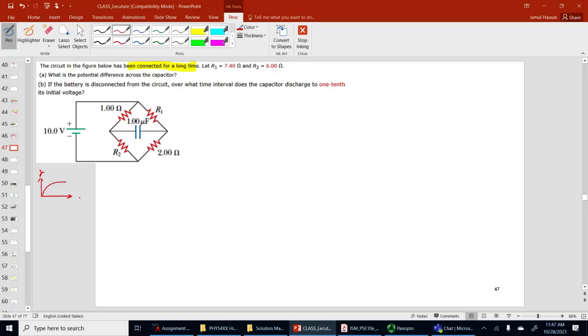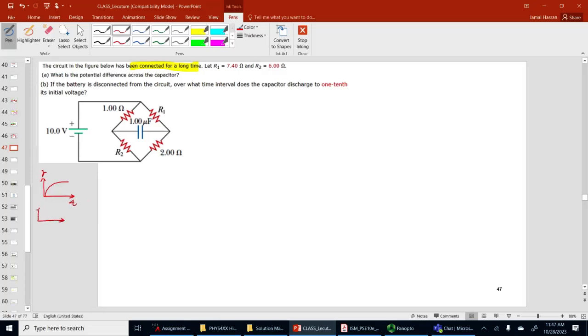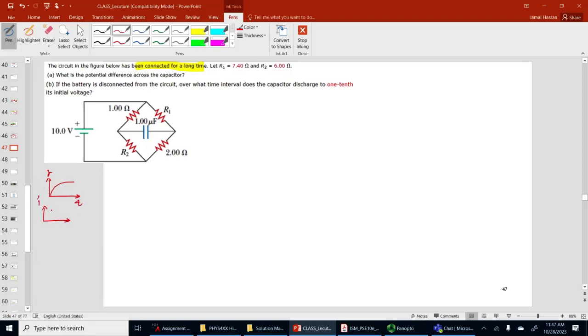So this is Q, this is T. It means the current in the capacitor and the branch that the capacitor is connected to will simply die out, goes to zero. Which means if the capacitor was connected for a long time, there is no current that passes through the capacitor because it's already charged. One side is positive, one side is negative. Now we don't know which one is which.